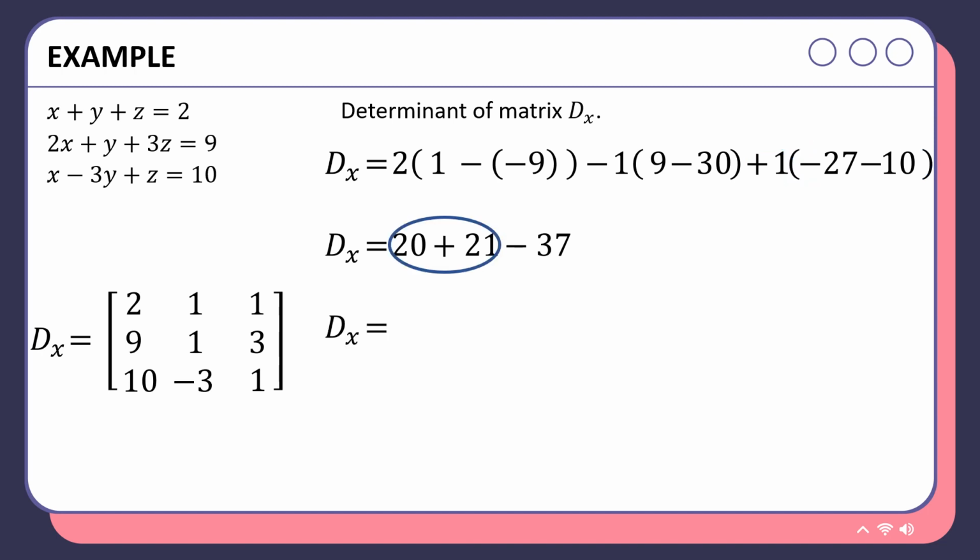20 plus 21 is equal to positive 41. Positive 41 minus 37 is equal to positive 4. So the determinant of matrix D sub x is equal to positive 4.